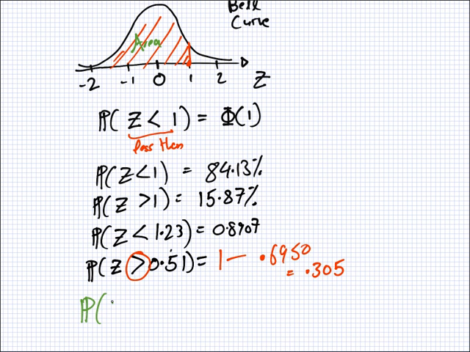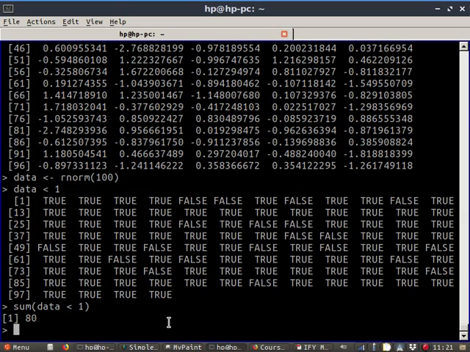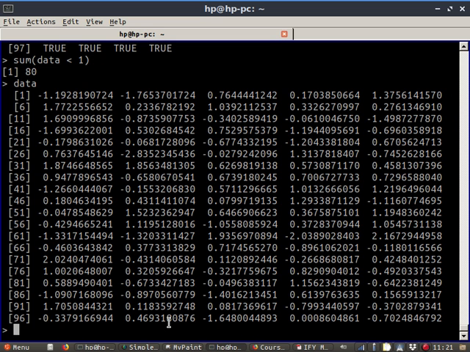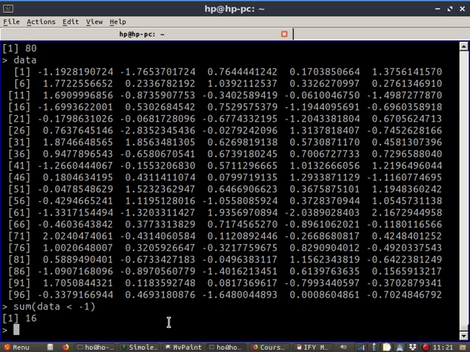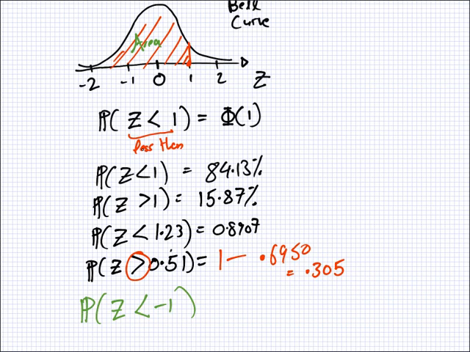Now, we have a very small problem, but I can show you how to fix that. Suppose I ask you, what's the probability that z is smaller than minus 1? Well, let's go back to our data here as an example, and let's check actually what that would be. About 16 in the 100 is less than minus 1. So I'm expecting an answer of about 16%.